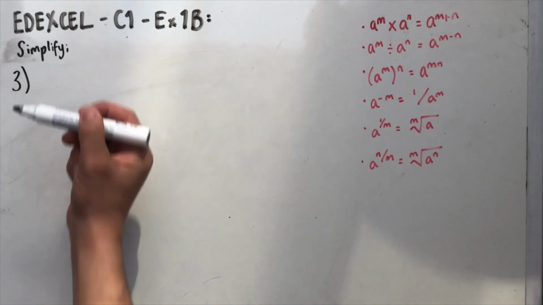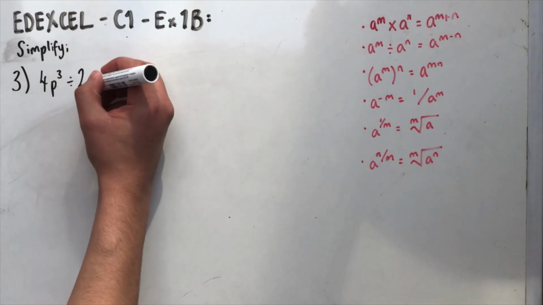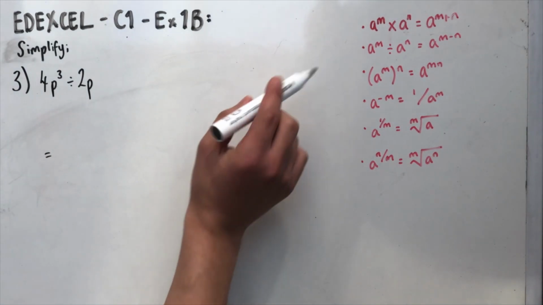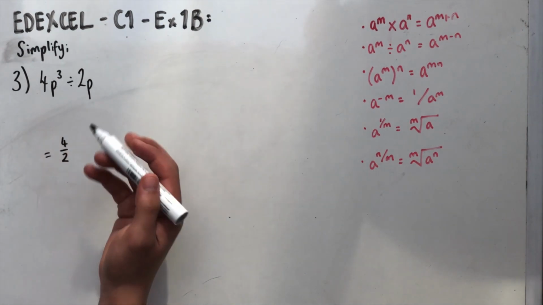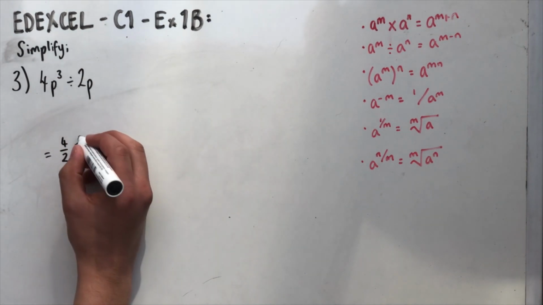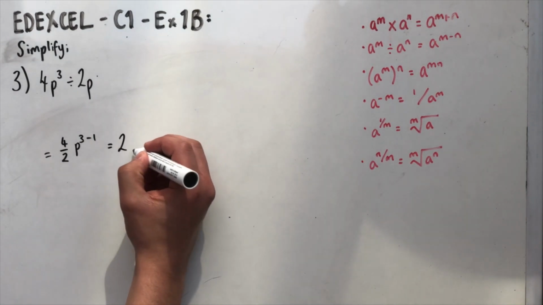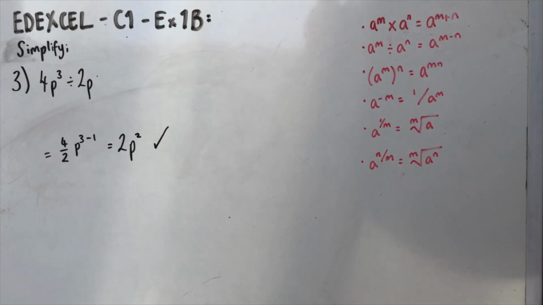Question 3 here, we use the second rule down with the dividing of indices. Now first we write 4 over 2 just to get the numbers out of the way. Then we deal with the p's. Now when you've got 2p, with the p's by itself, that's essentially the same as writing p to the power of 1. So when we have the p's, we do 3 minus, because it's divide, 1. This simplifies, 4 divided by 2 is just 2, and p, 3 minus 1 is 2. 2p squared.